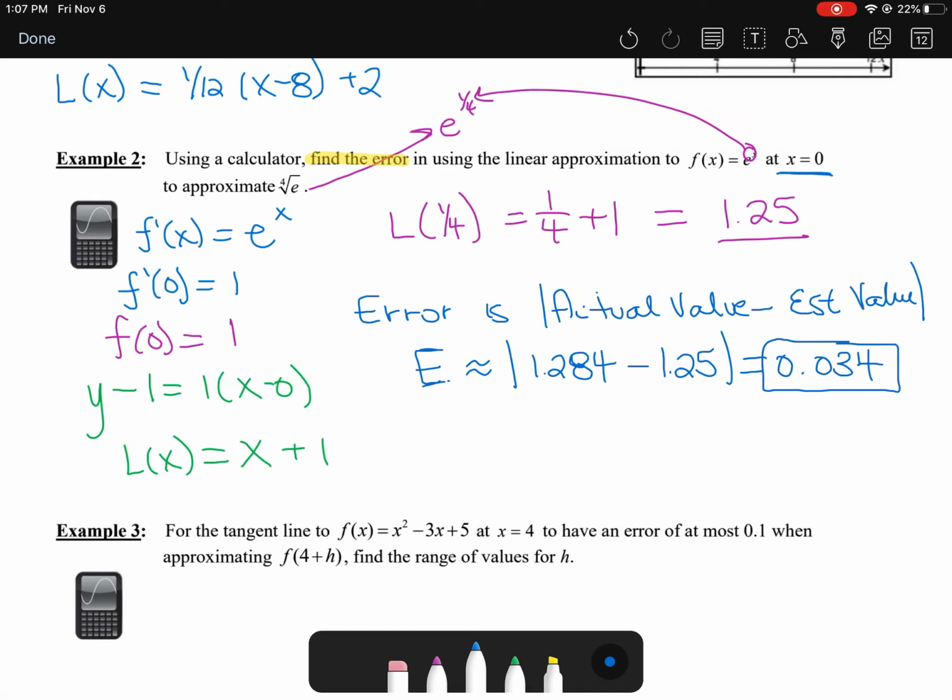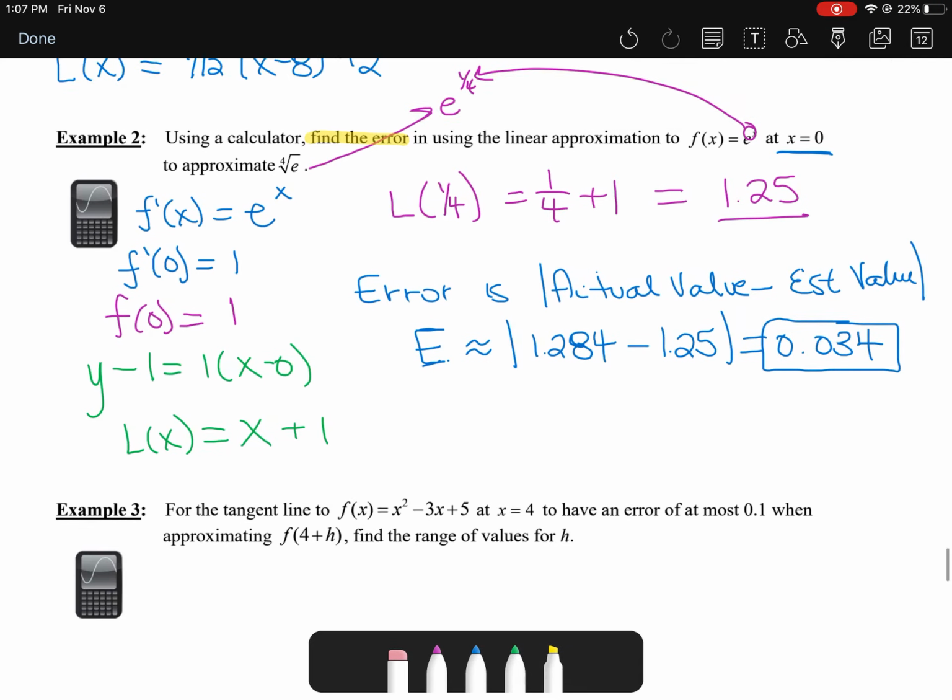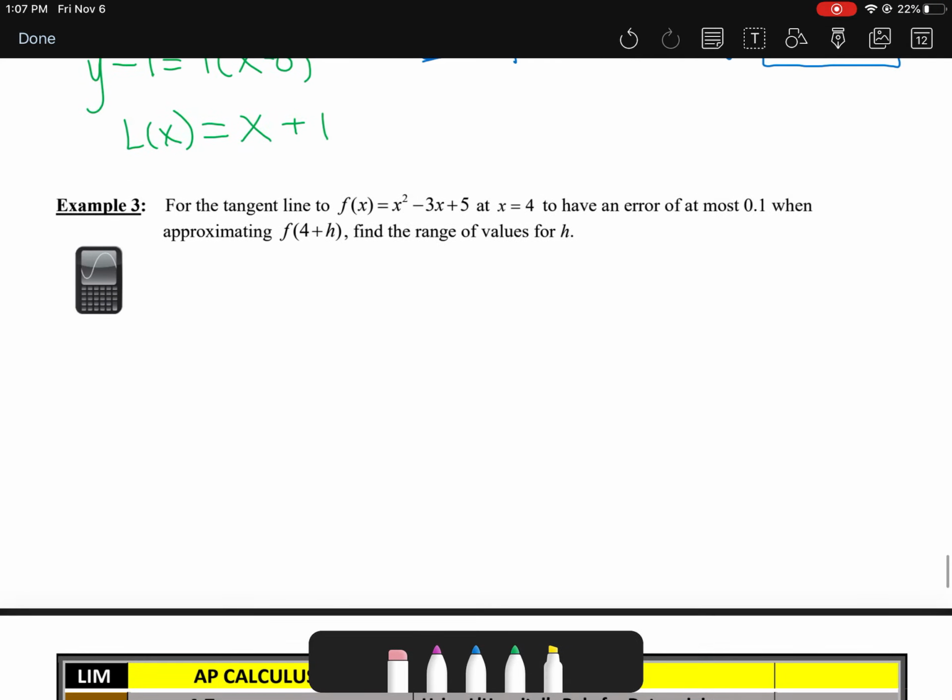Okay. Let's look at our last example. So super short lesson, which is nice because some of these lessons are longer, aka related rates. So last example, for the tangent line f of x equals x squared minus 3x plus 5 at x equals 4, to have an error of at most 0.1 when approximating f of 4 plus h, find the range of values for h. So again, what they're asking is what values of h are going to give me an error of at most 0.1.